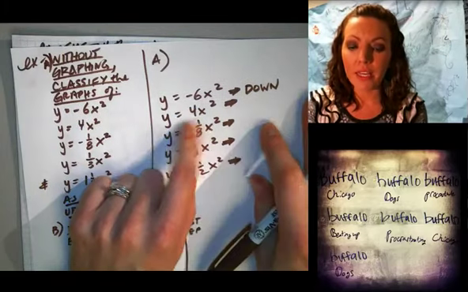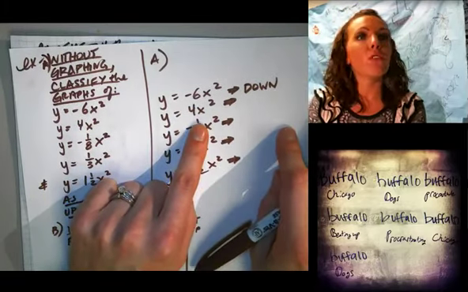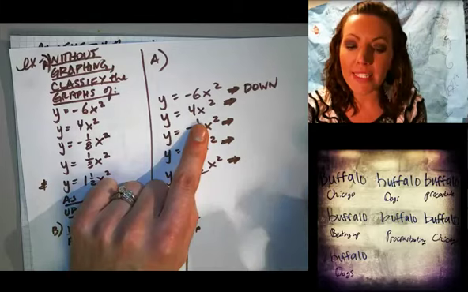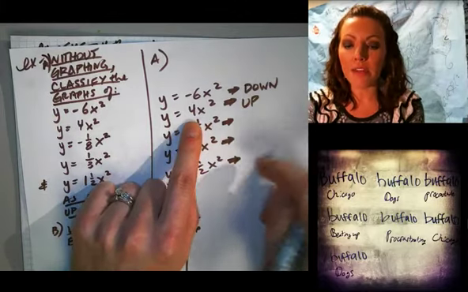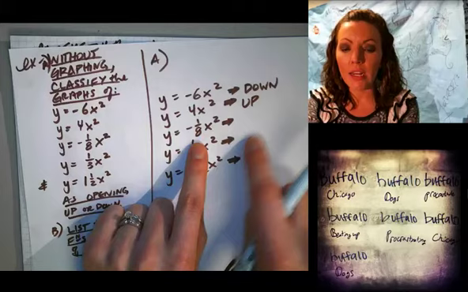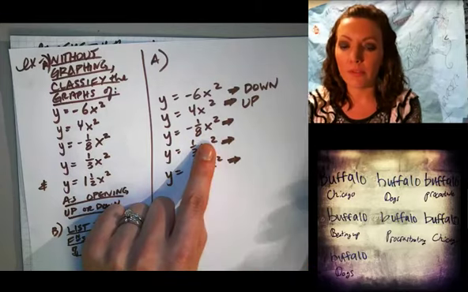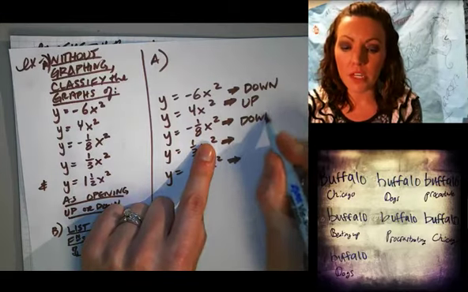Okay, next. Y equals 4x squared. Akashni. Why is it up? Because it's positive. Everybody give it up for Akashni. Next one. Taylor. Down because? Good. Everybody give it up for Taylor.